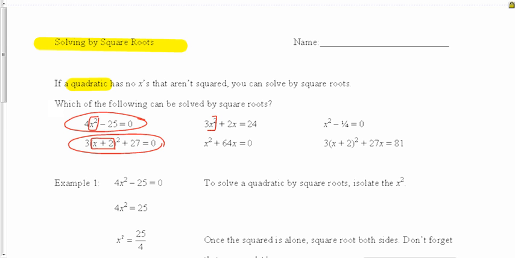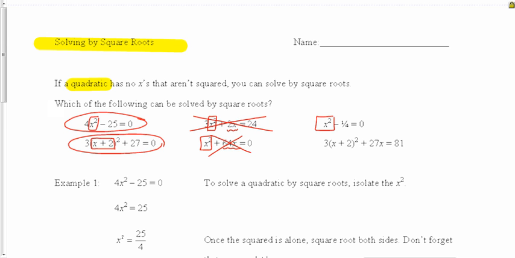In this problem, we have an x squared, but we also have a term with an x in it. This problem cannot be solved by square roots. This one has an x squared, but it also has an x in it. That cannot be solved by square roots. We can still solve these things by factoring or quadratic formula, just not square roots.